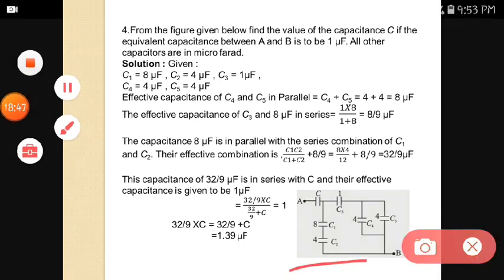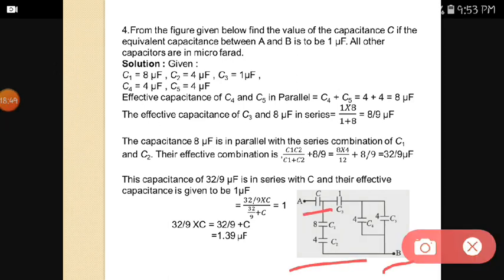In this figure, we have to find the equivalent capacitance between A and B. Between A and B, there are a number of capacitors C1, C2, C3, C4 and C5, all having different values. But they have given us that the equivalent capacitance between A and B is 1 mu F, and we have to find C. So we are going to find what the capacitance C will be if the equivalent is 1 mu F.